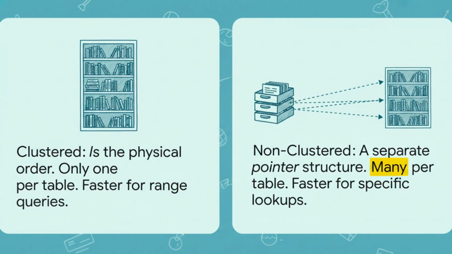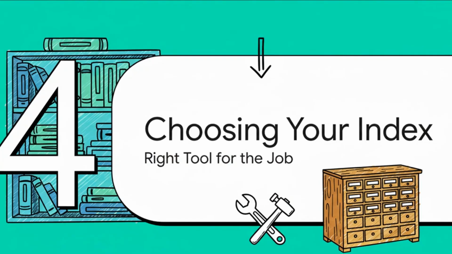Okay, let's put them head to head. The clustered index is the table, physically sorted. You only get one. It is amazing for when you're searching for a range of things because all that data is sitting right next to each other on the disk. The non-clustered index points to the table. It's a separate map. You can have lots of these, and they are perfect for zapping right to a specific single record. So, knowing the difference is one thing, but the real power comes from knowing when to use each one.